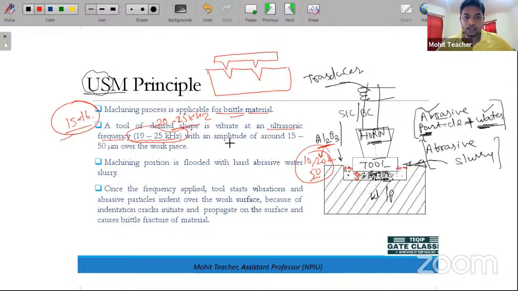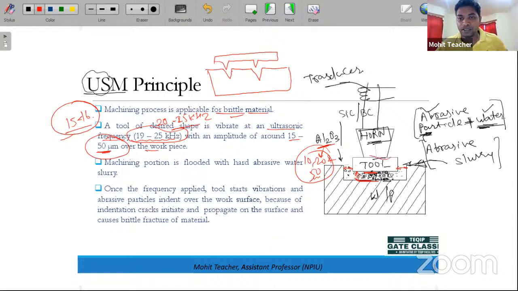If we talk about how much amplitude is generated when the vibration is initiated, it is in the range of 15 to 50 microns over the workpiece. One question can be raised: if the material is removed from the workpiece, then why is the material not removed from the tool side? Yesterday, in abrasive jet machining, we used a tungsten carbide nozzle with a very short life, like 20 to 30 hours. So what kind of tool are we using here, so that there is no removal of material?